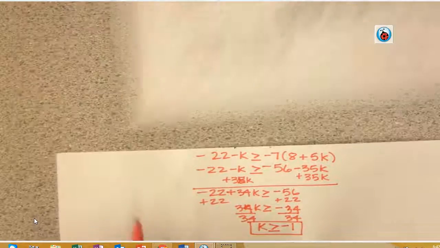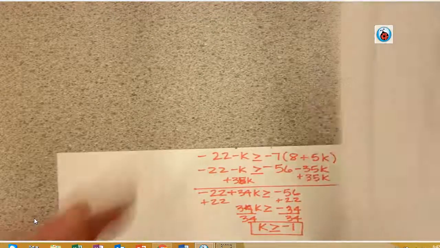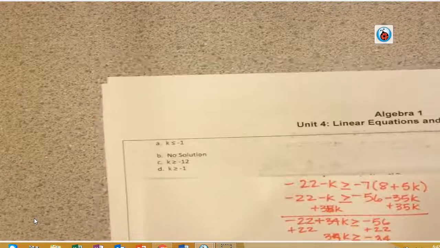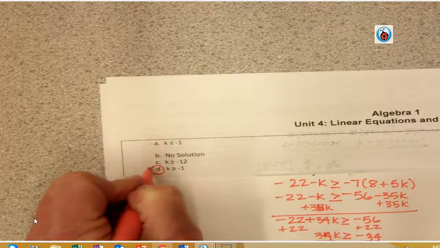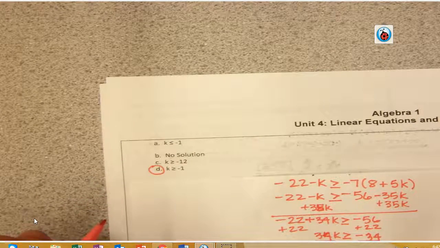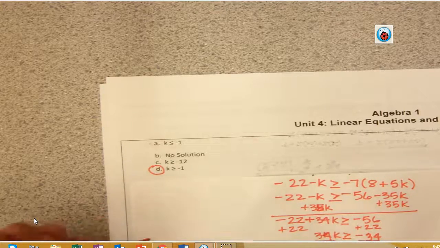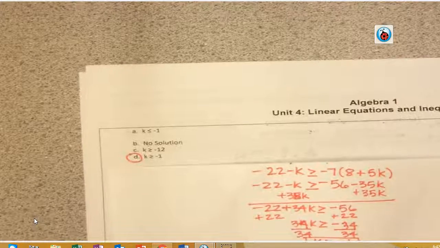So when I flip my page and look at my answer choices, I notice that there is the answer choice D, k greater than or equal to -1. Just remember, if you divide by a negative, you're going to flip your sign the other way.